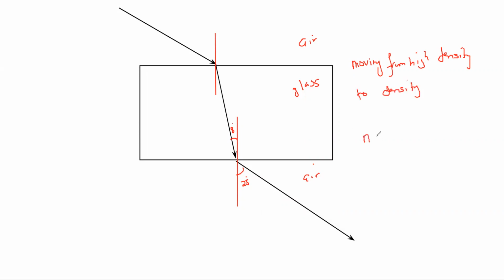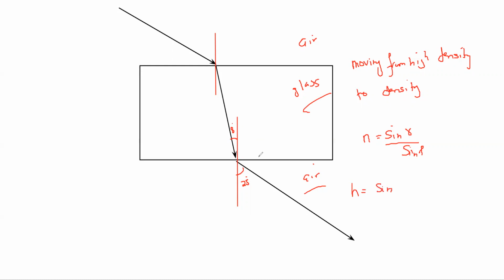the formula is refractive index equals sine R over sine I. So the formula is reciprocal. If it is moving from low density to high density, it's sine I over sine R. But if it is moving from high density, for example glass, which has high density compared to air, then the formula is n equals sine angle R over sine angle I.